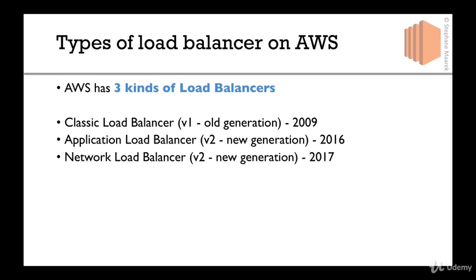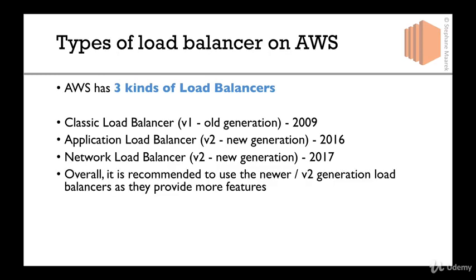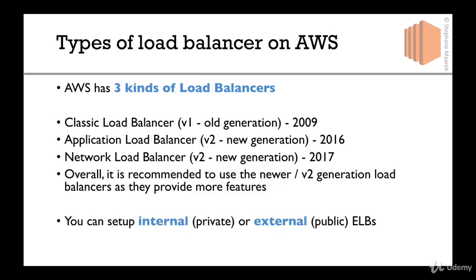Finally, there's the network load balancer, even more recent, 2017. It's also V2, the newer generation. And again, I've never seen any other course that will talk about those. Overall, we are going to use the newer V2 generation load balancer, and they're more recommended. They provide more features. But in this course, we'll see all of them, the classic, the application, and the network load balancer. Finally, on AWS, you can set up an internal load balancer for your internal applications or an external load balancer for your public applications, meaning applications users on the web can access.